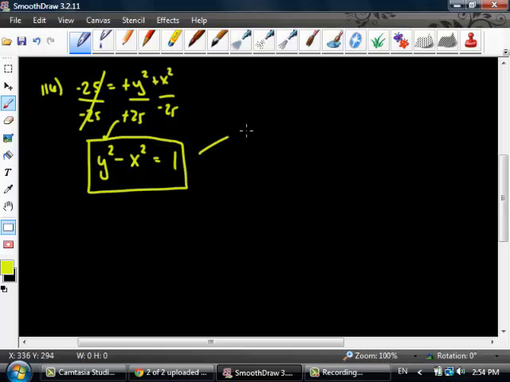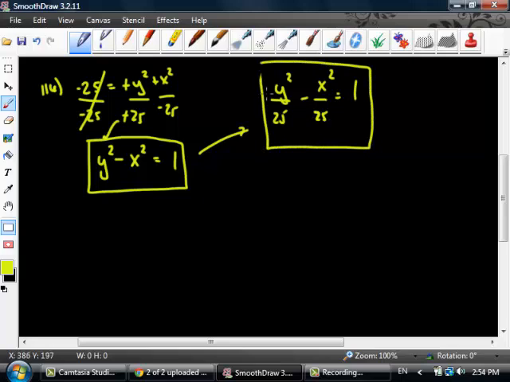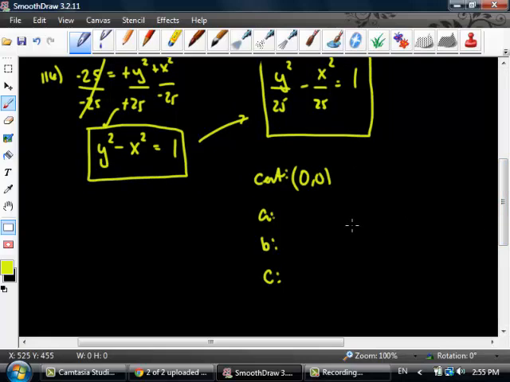Oops, sorry, that's not it. It's y squared over 25 minus x squared over 25 equals 1. Okay, so now I have to figure out a few things. My center, anyone know what the center of this hyperbola is, Skylar? 0, 0. It is 0, 0. A, B, and C. What is A and what is B? This one should be a piece of cake. Nikita. 5 and 5.